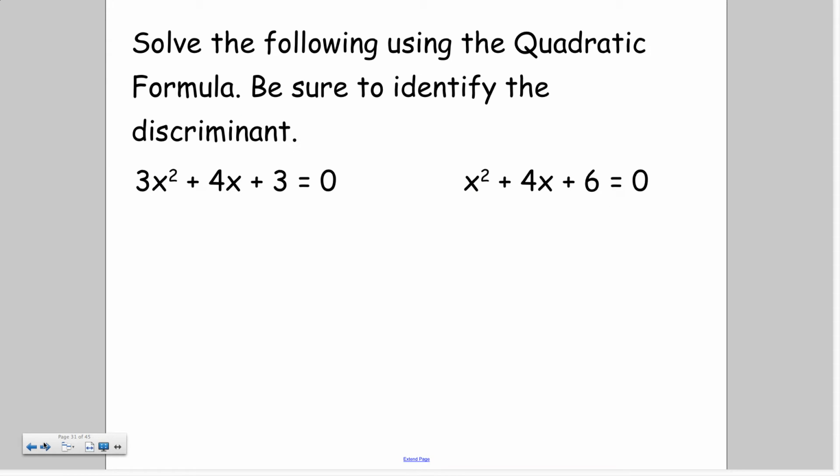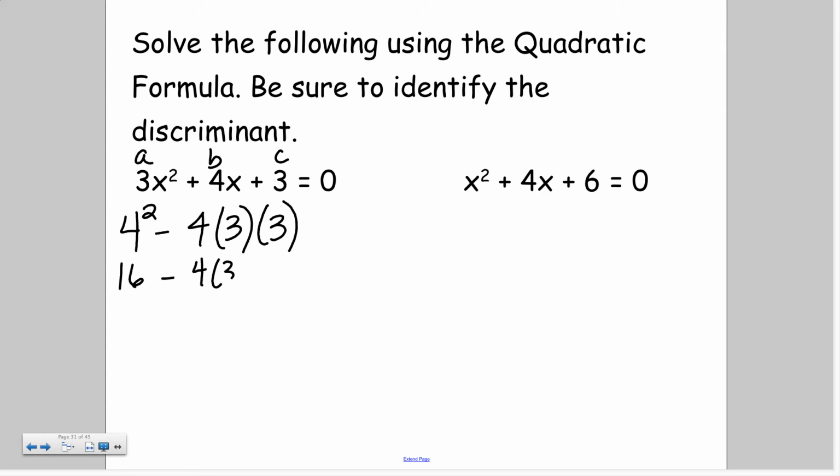Alright, so we want to now actually solve these problems using that quadratic formula. The best method is to first find that discriminant. That's going to tell me if I'm going to waste my time by putting it in a calculator and getting an error. So first to find my discriminant, I've got A, B, and C. So I'm going to take 4 squared minus 4 times 3 times 3. All right, 16 minus 4 times 3 times 3. I'm just going to plug that in my calculator and make it a whole lot easier. That's going to give me negative 20.